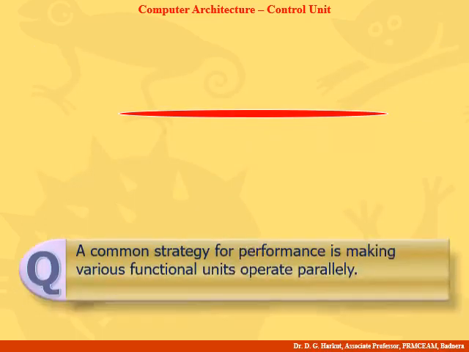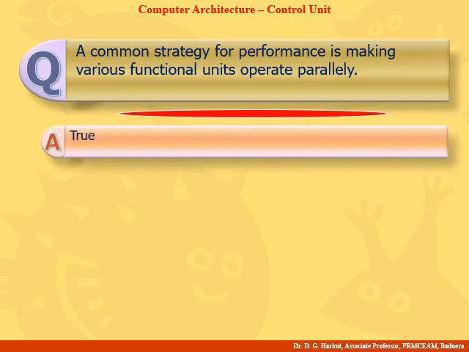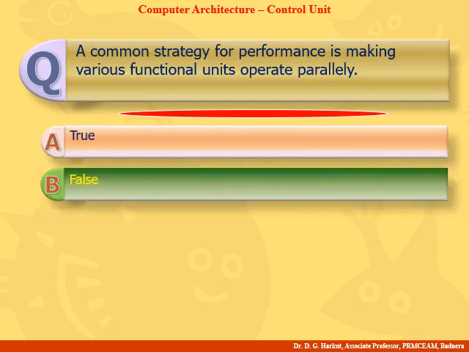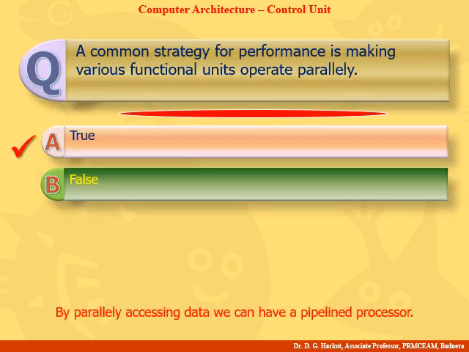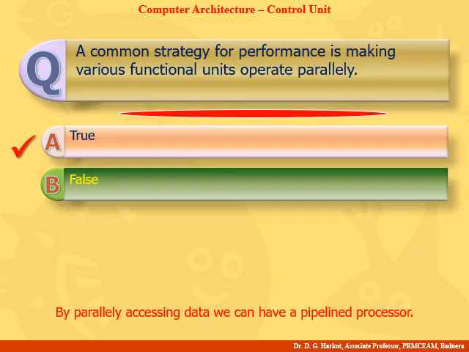Next, a common strategy for performance is making various functional units operate parallelly. State whether this statement is true or false. Option is true. By parallelly accessing the data, we can have a pipeline processor which will increase the performance.